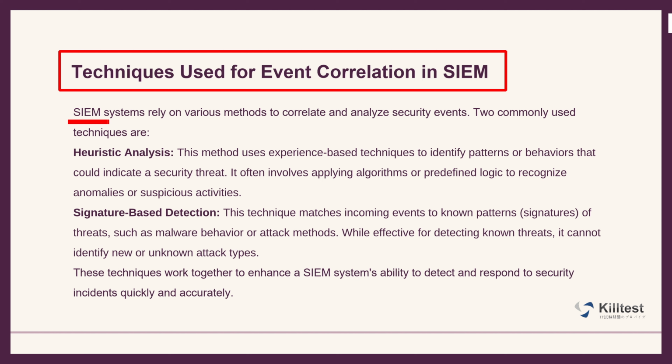SIEM systems use techniques like heuristic analysis and signature-based detection to spot threats. This looks for unusual patterns or behaviors that might indicate something suspicious, even if it's not a known threat. This matches events to known threat patterns, like recognizing the behavior of specific malware. Together, these methods help the system catch both new and known threats effectively.